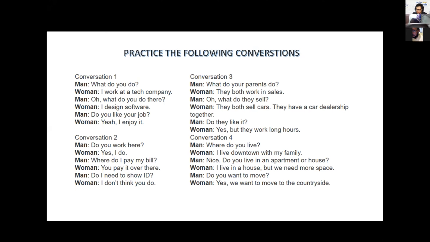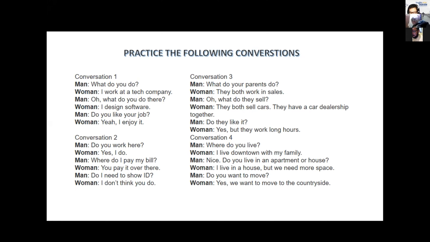Yeah, I enjoy. Como te dicen, pues, ¿qué haces? Trabajo en una compañía de tecnología. ¿Y qué haces ahí? Diseño software. ¿Te gusta tu trabajo? Lo disfruto. That's actually a great job.